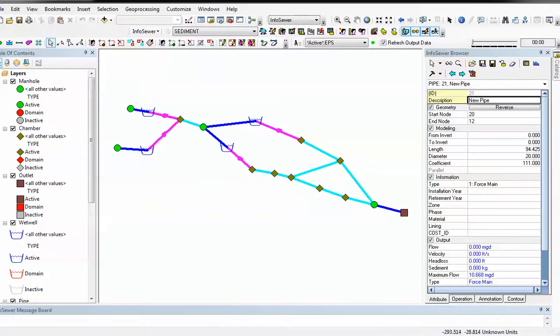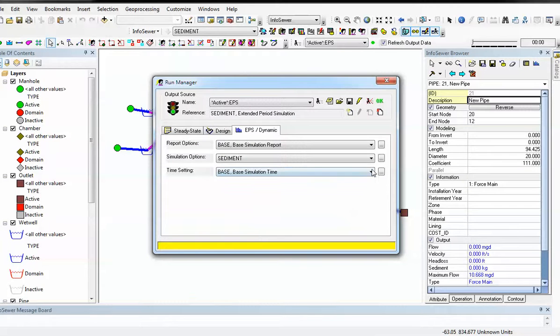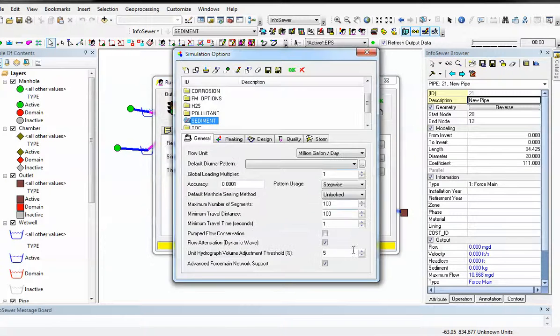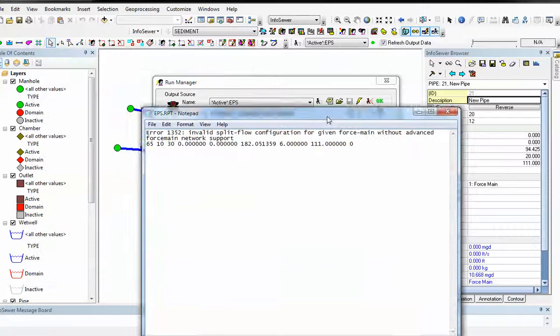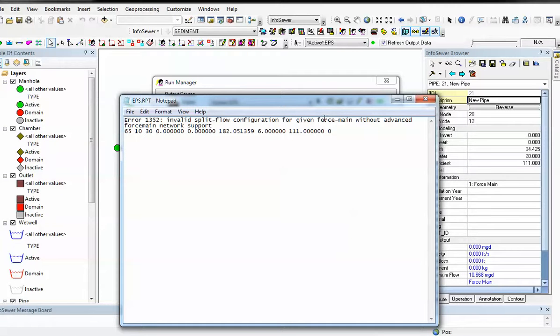Now what would happen if we turned off the force main solution? So go here to the force main solution, turn it off, we try to solve it, and again it gives that same split flow configuration. You can't have bifurcating force mains without the advanced force main solution and considerations.